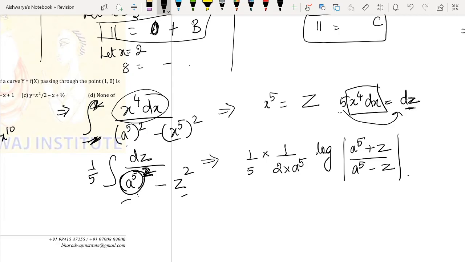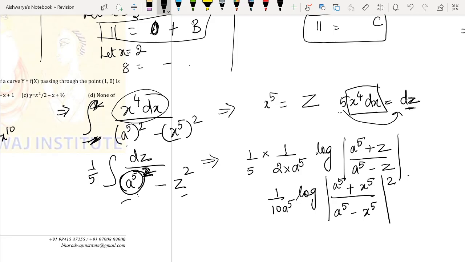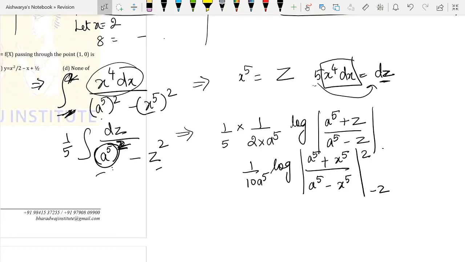Okay, now let me just simplify this. 1 by 10 a power 5 is there, log of a power 5 plus z divided by a power 5 minus z. z value is x power 5. Now the values 2 and minus 2 we can substitute. I am not putting plus k. In definite integrals we never put plus k. Minus 2 and plus 2 we can substitute. Okay, this 1 by 10 a power 5, don't touch it, leave it as it is.